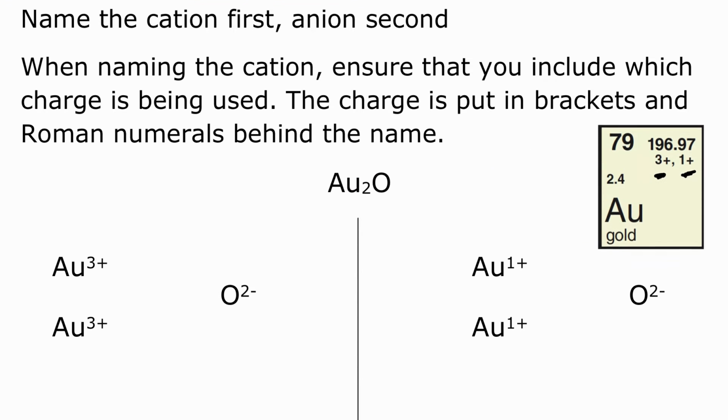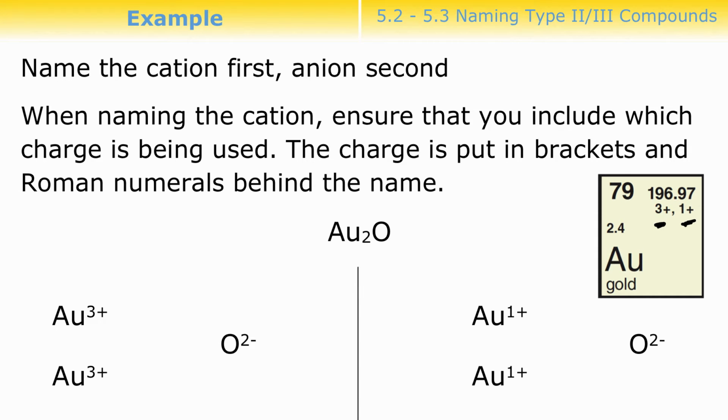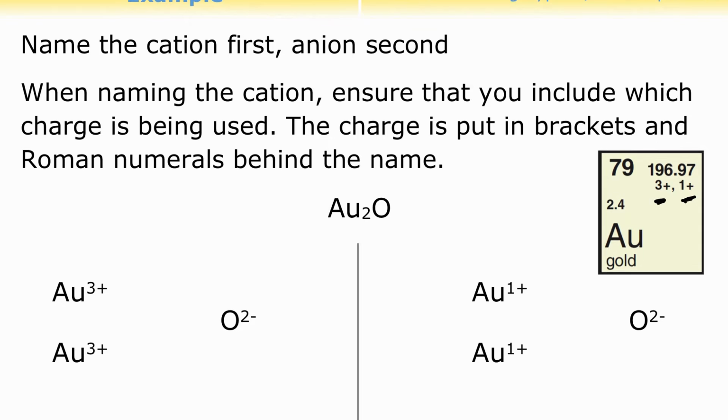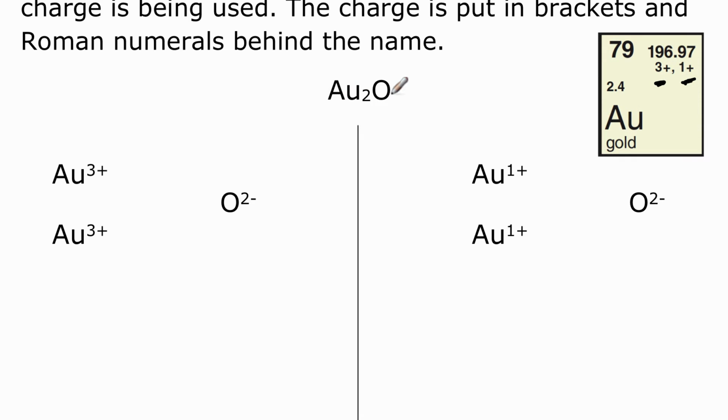So here's the two scenarios that you have. Name the cation first, anion second. With the first one, you have to say which charge is being used. And you put the charge in brackets, in Roman numerals, right behind the name. I'll show you how to do it. So I have Au2O. So is that gold 3 oxide, or is it gold 1 oxide?